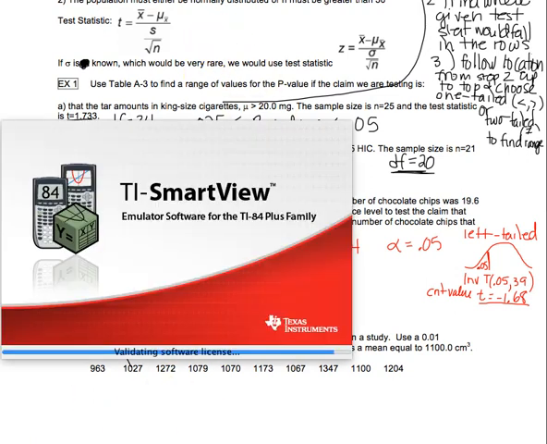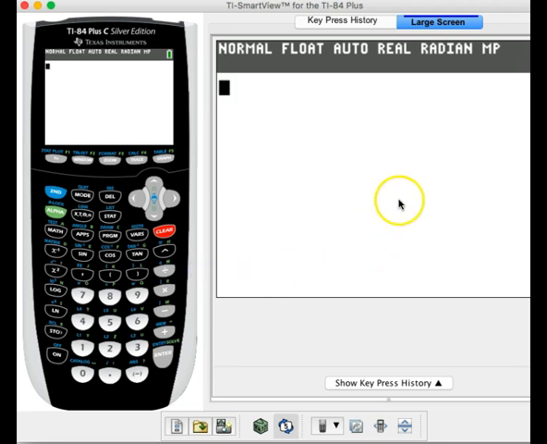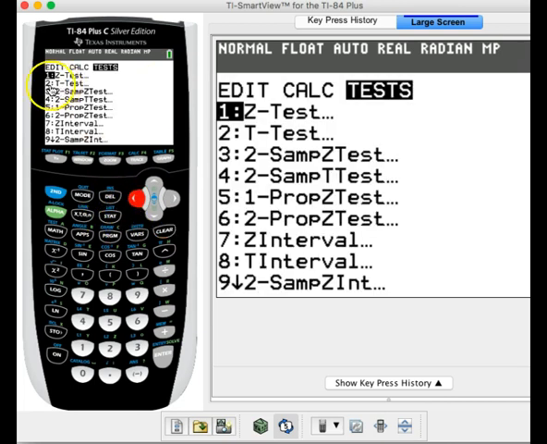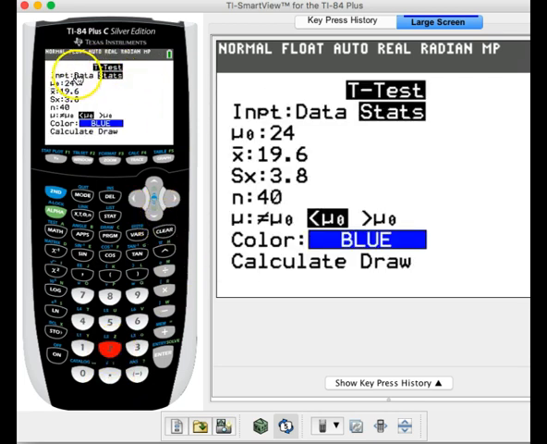So I'm going to bring up my calculator. All right, so since we are using the T statistic because we don't know the population standard deviation, that means in our calculator, when we go to stat tests, we're going to choose choice 2 for T test. And like our other T values, when we did the T interval in chapter 7, it gives you the choice between data and stats. Here we have stats because we don't have the actual data from the sample.